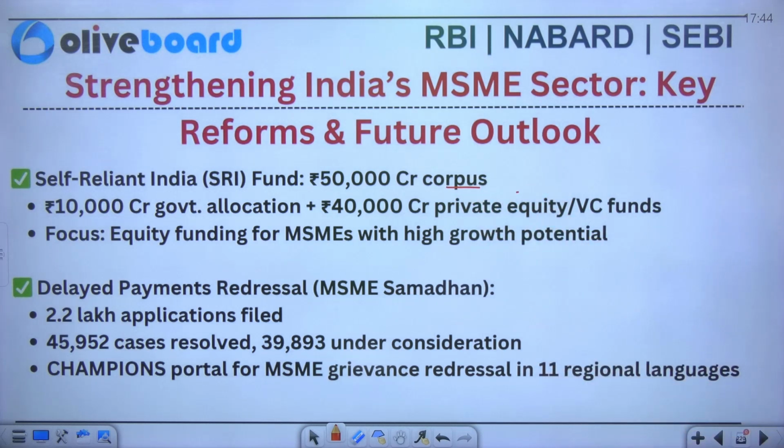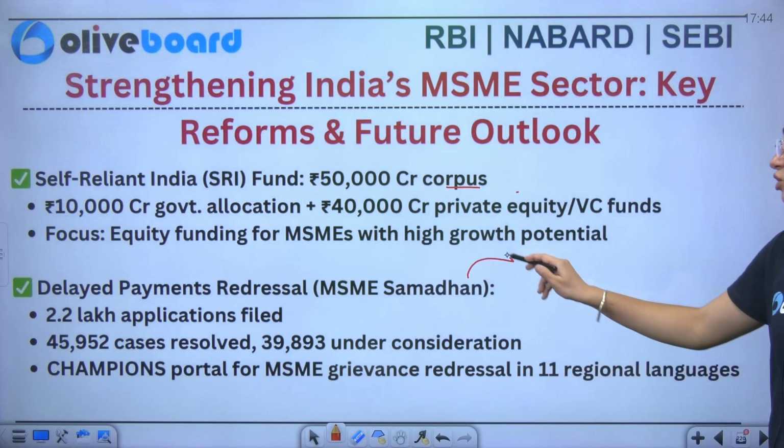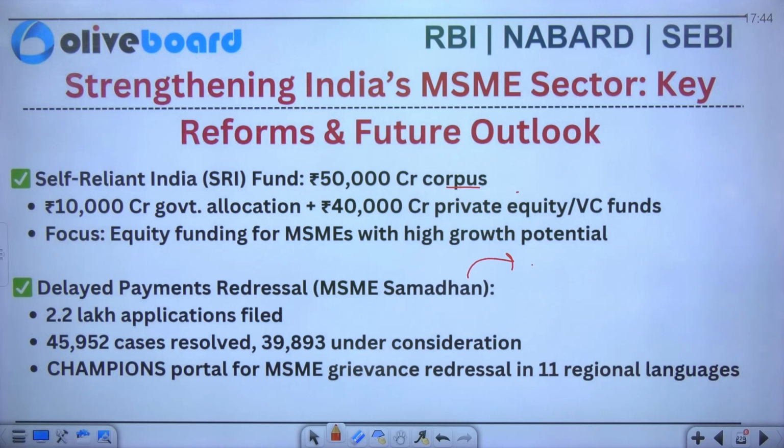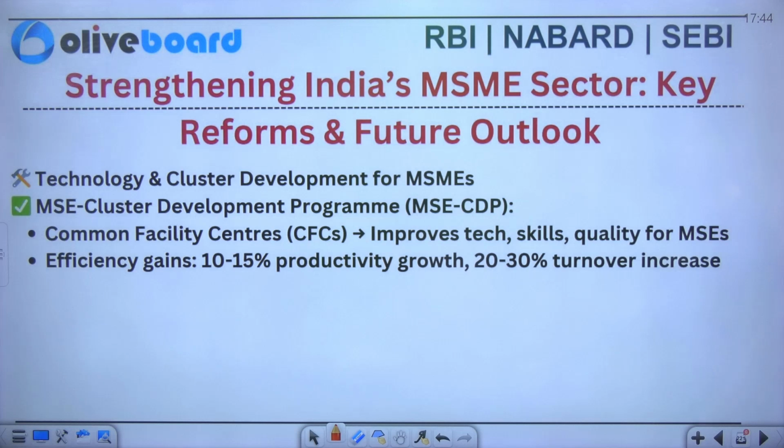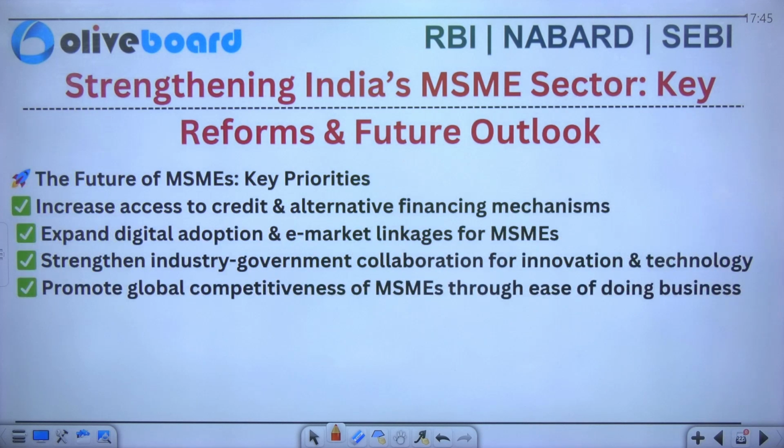Now the next, delayed payment redressal, for which we have MSME Samadhan. Samadhan means what? That you are giving a solution. So 2.2 lakh applications have been filed. Now similarly you can see what has been considered here. Technology and cluster development for MSMEs has also been made, which includes your MSE Cluster Development Programme, and common facility centers are also there just to give a boost to tech as well as your skills.